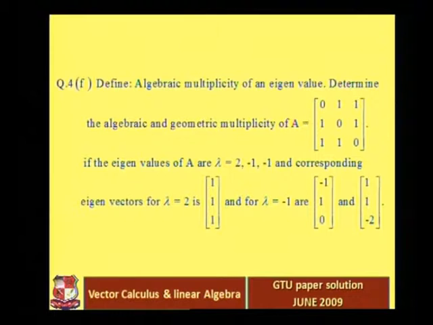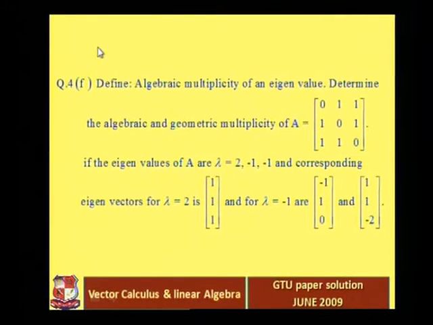Here is the next question. Define the algebraic multiplicity of an eigenvalue and determine the algebraic and geometric multiplicity of A for this matrix: 0 1 1, 1 0 1, 1 1 0. The eigenvalues of A are lambda equal to 2, minus 1, minus 1, and the corresponding eigenvector for lambda equal to 2 is (1, 1, 1), and for lambda equal to minus 1 there are two eigenvectors: (-1, 1, 0) and (1, 1, -2).